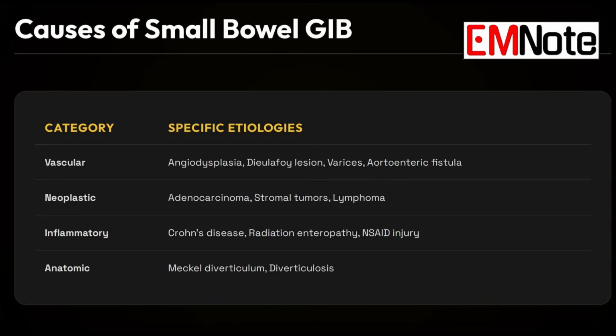But the highest stakes one, the one you always have to have in the back of your mind, is the aortoenteric fistula. That one is catastrophic. What makes that stand out? What are the clinical clues that you just cannot miss?